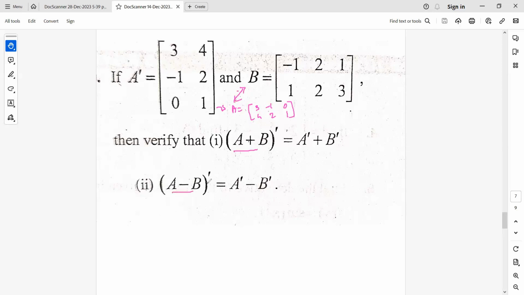Similarly, (A minus B) transpose is equal to A transpose minus B transpose. So the example is very easy. Try to solve it for homework. And such a question may occur for 3 marks. It is a 3 mark question. Okay, so do it for homework.